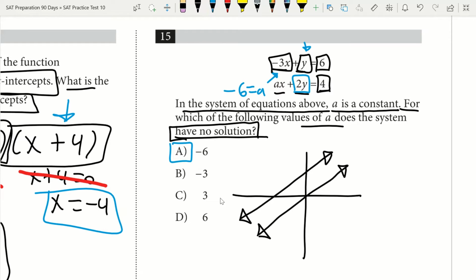So the big things here that you need to understand in order to answer this question correctly are that you've got parallel lines. It means you have the same slope. So if the lines are parallel, you've got the same slope. If they have a different y-intercept, there's never going to be a solution. So you have no solution.